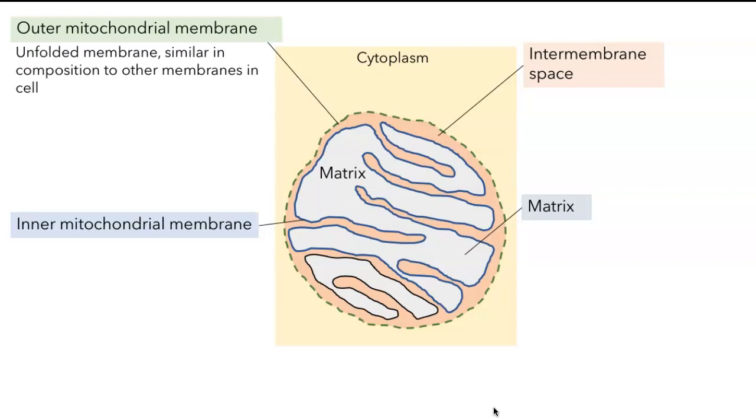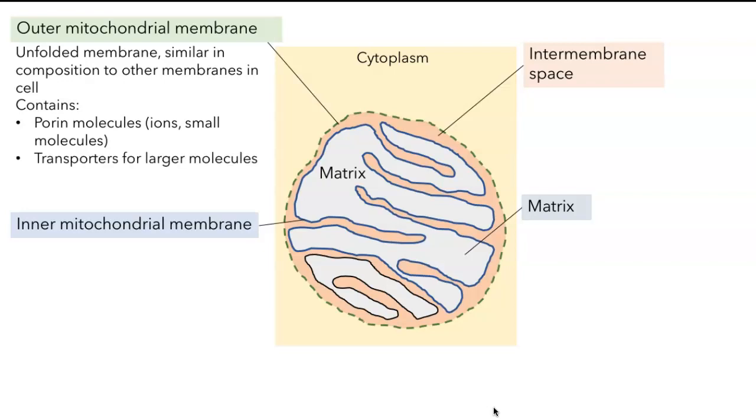Well, this is an unfolded membrane, and it is similar in composition to other membranes in the cell. You might have noticed that I drew it as a dashed line, and that's because it's relatively permeable to the cytoplasm. The reason that it's permeable is because there are large complexes called porins, which allow ions and small molecules to move freely between the cytoplasm and the intermembrane space. Larger molecules like ATP or proteins are too big to pass through porin, and so there are also many transporters for these larger molecules. The outer mitochondrial membrane is also rich in enzymes needed for mitochondrial membrane synthesis, because if a mitochondrion is going to divide, it's going to need more membrane.